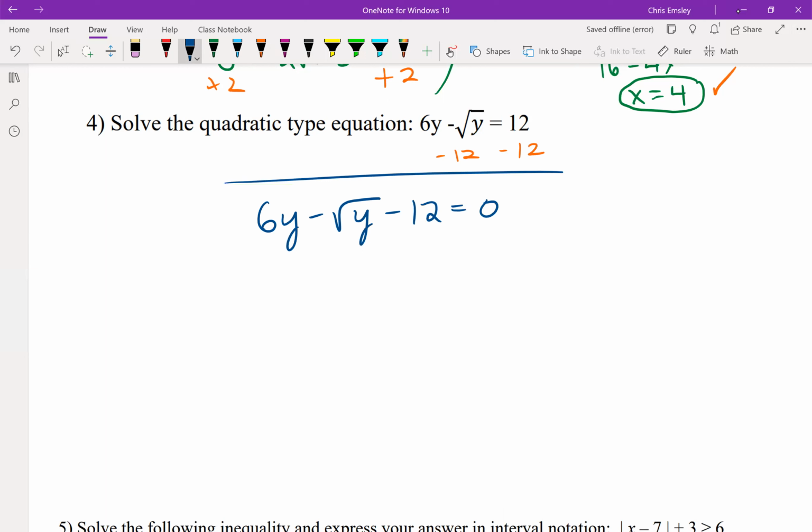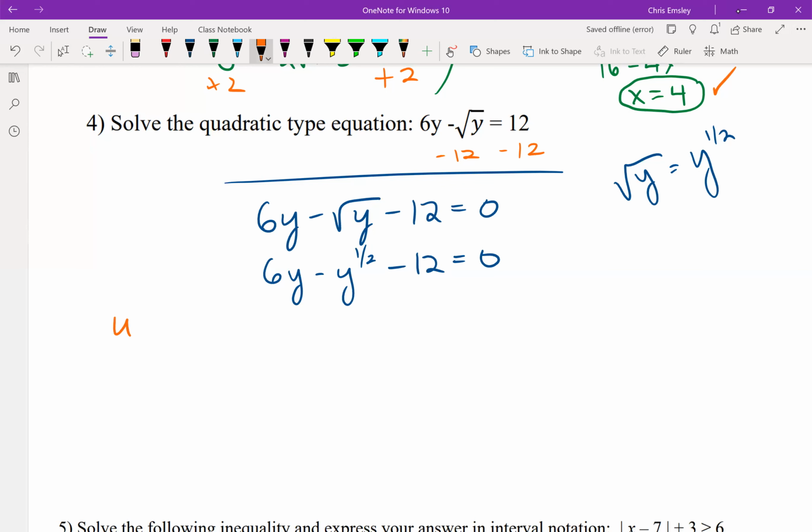You might recognize this a little better if we remember that the square root of y is equivalent to y to the 1/2 power. If you write it that way, maybe you see it a little more easily exactly what's happening here. So if it's a quadratic type equation, we want to use u substitution here. So I'm going to say that u is going to be equal to y to the 1/2. If that is true, if I square both sides, that means u squared is equivalent to y. And then we'll do our substitution.